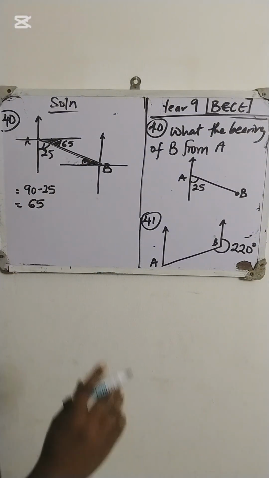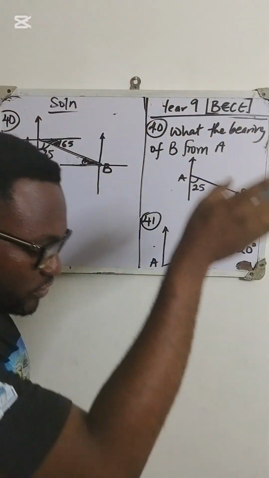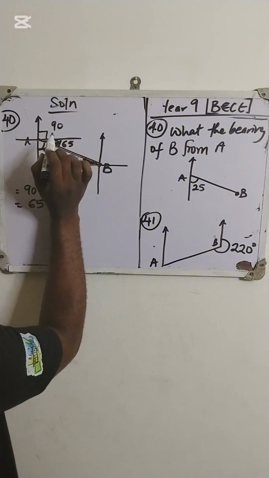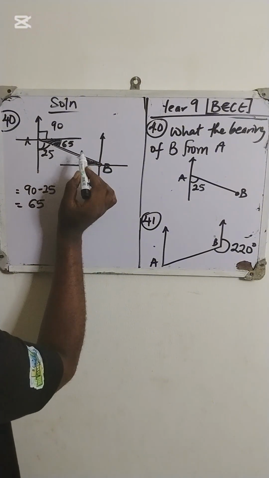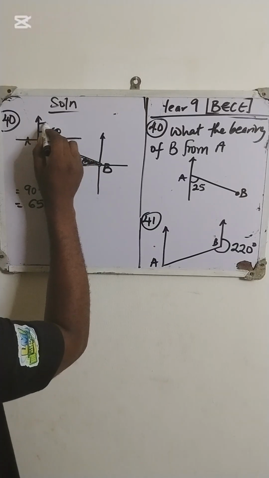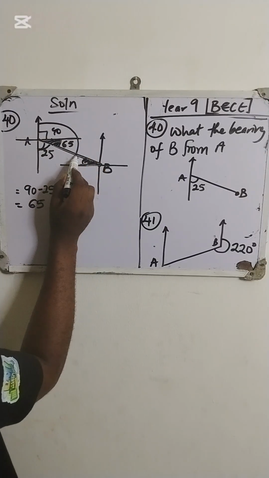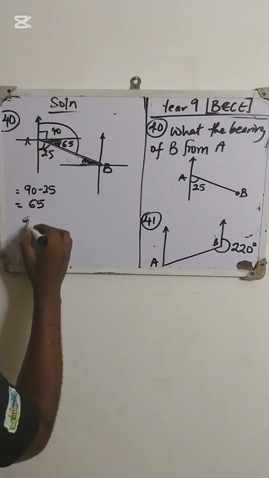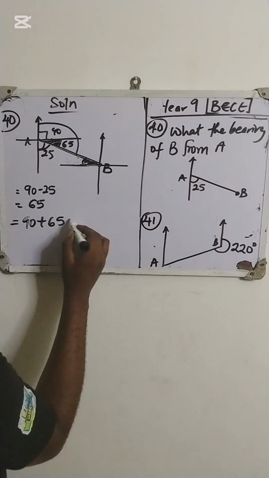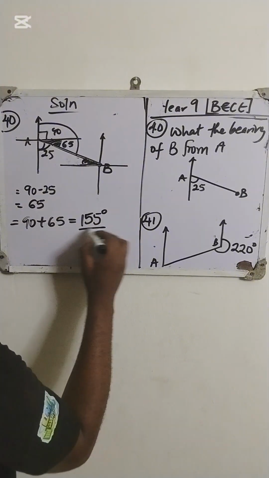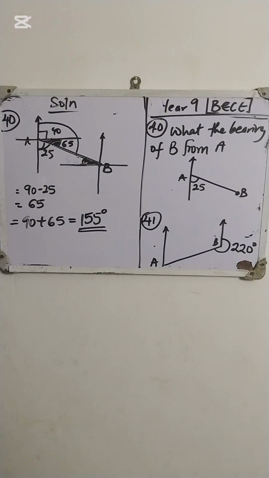Let's just now remember we move from the north, yes, clockwise. So from here to here is what? We already know this is 90. I already know this is what? 65. Yeah? So now we're going to move from the north and move till we get to the line that gives us the bearing. So now we are going to add 90 to 65 to know the bearing. So we have 90 plus 65. That will be 155 degrees. So this is the bearing of B from A.